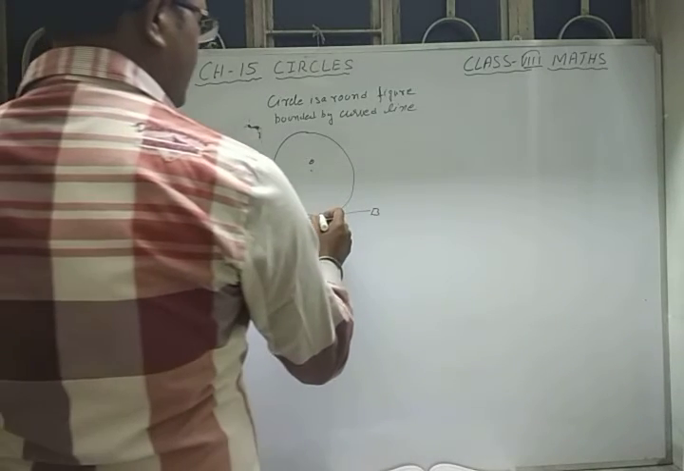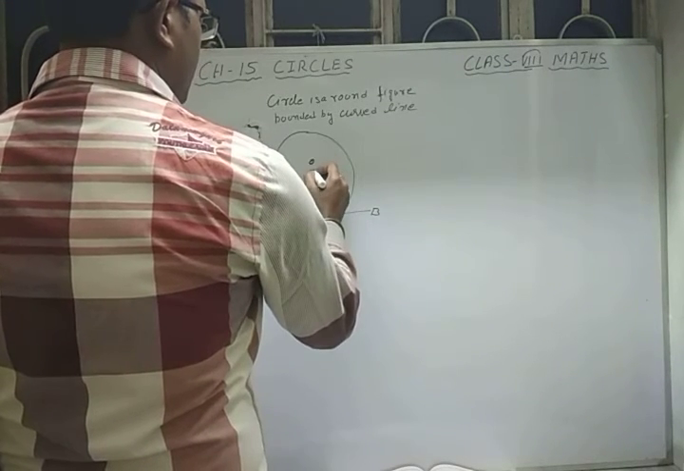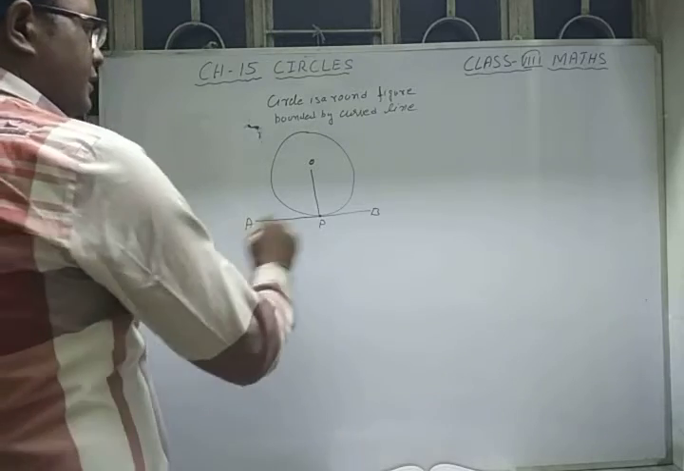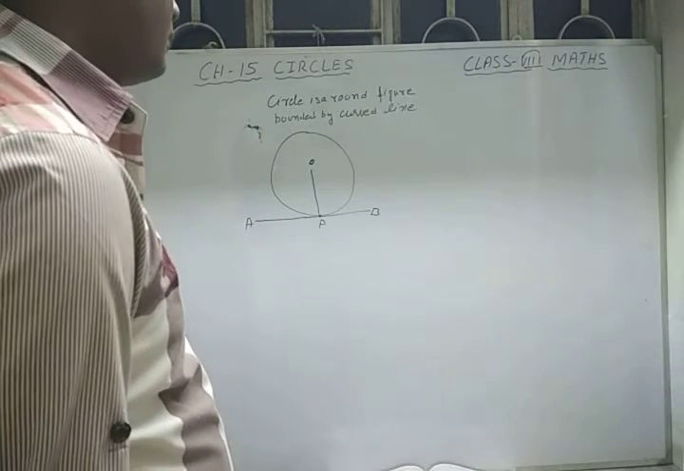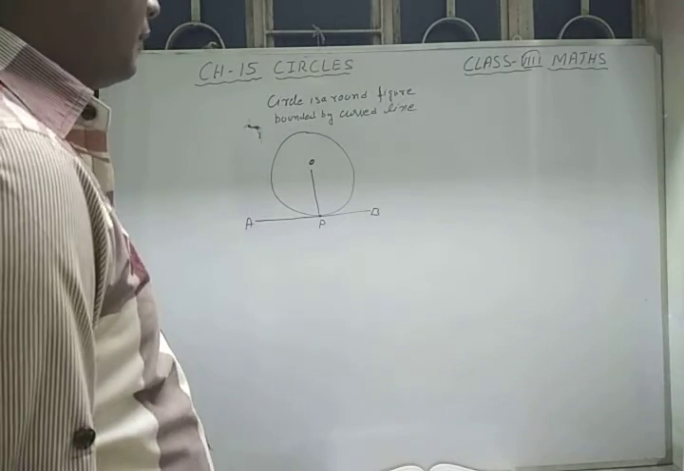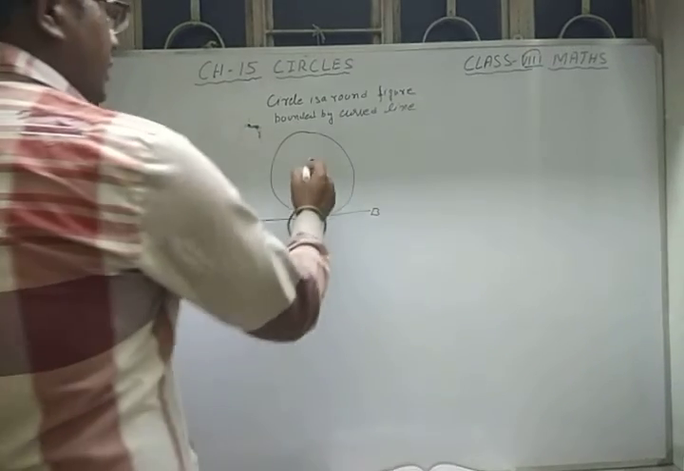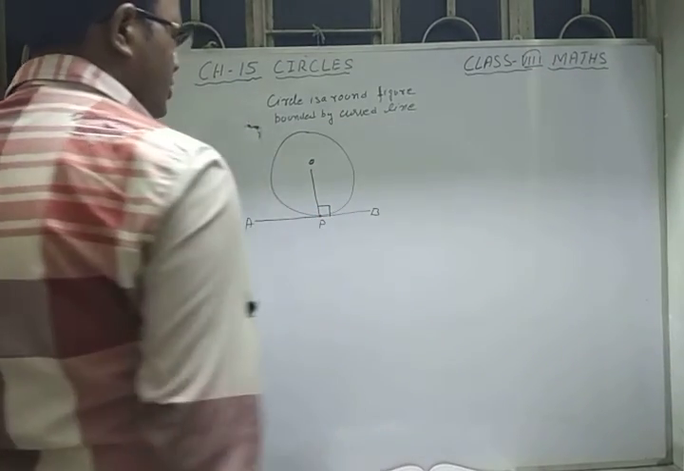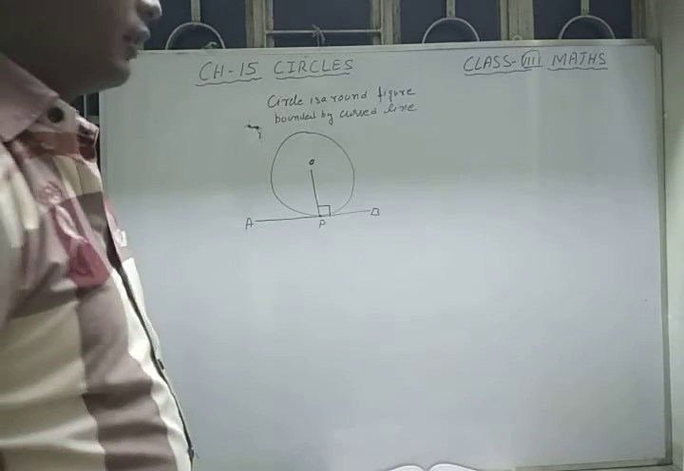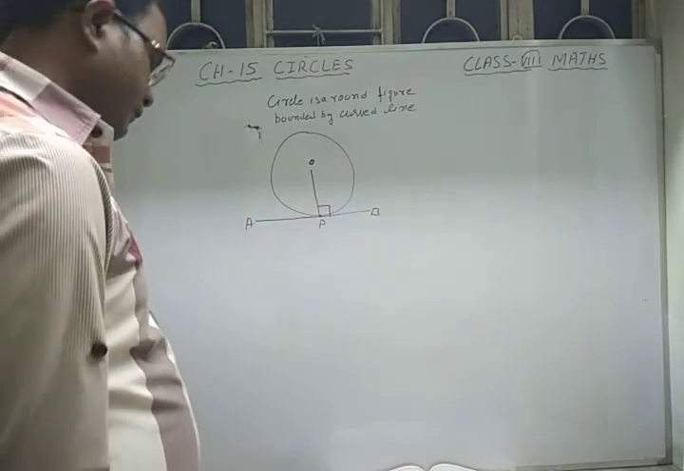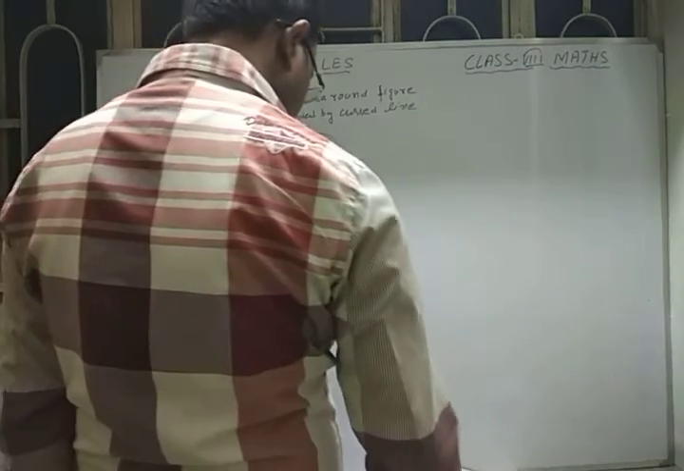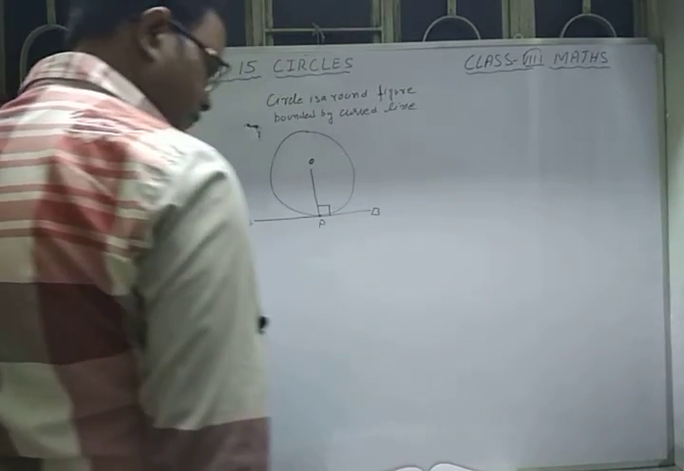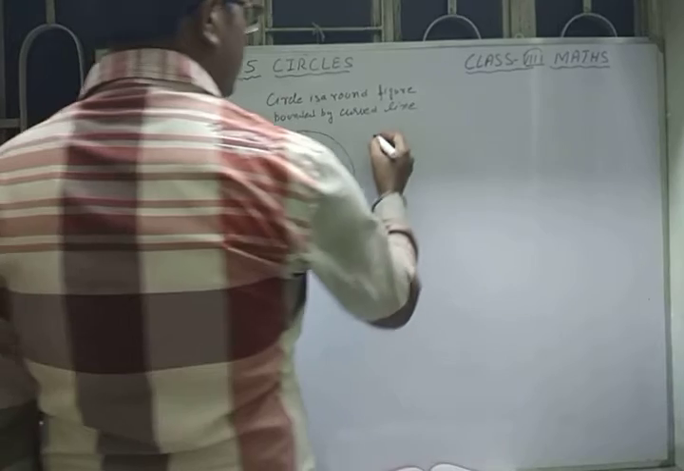Now if you join this P to O, what relation do you get? The tangent is always perpendicular to the radius of a circle at the point of contact. That means this radius and this tangent will be perpendicular to each other at the point of contact.